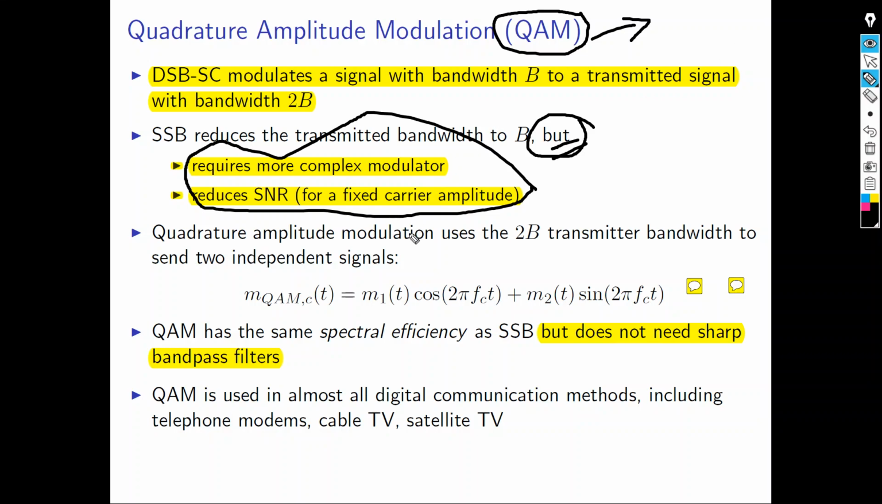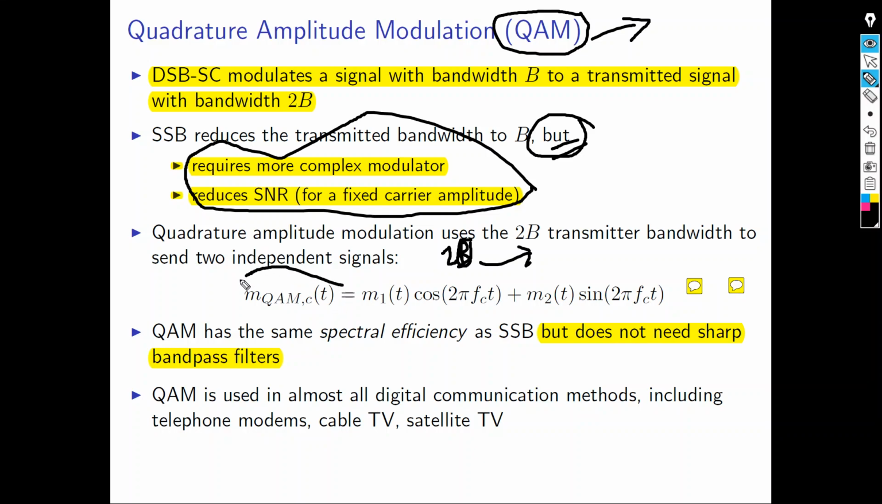So quadrature amplitude modulation uses the 2B transmitter bandwidth to send two independent signals. So 2B bandwidth to send two signals. This means for each signal we have 1B, which is spectrally efficient, kind of.